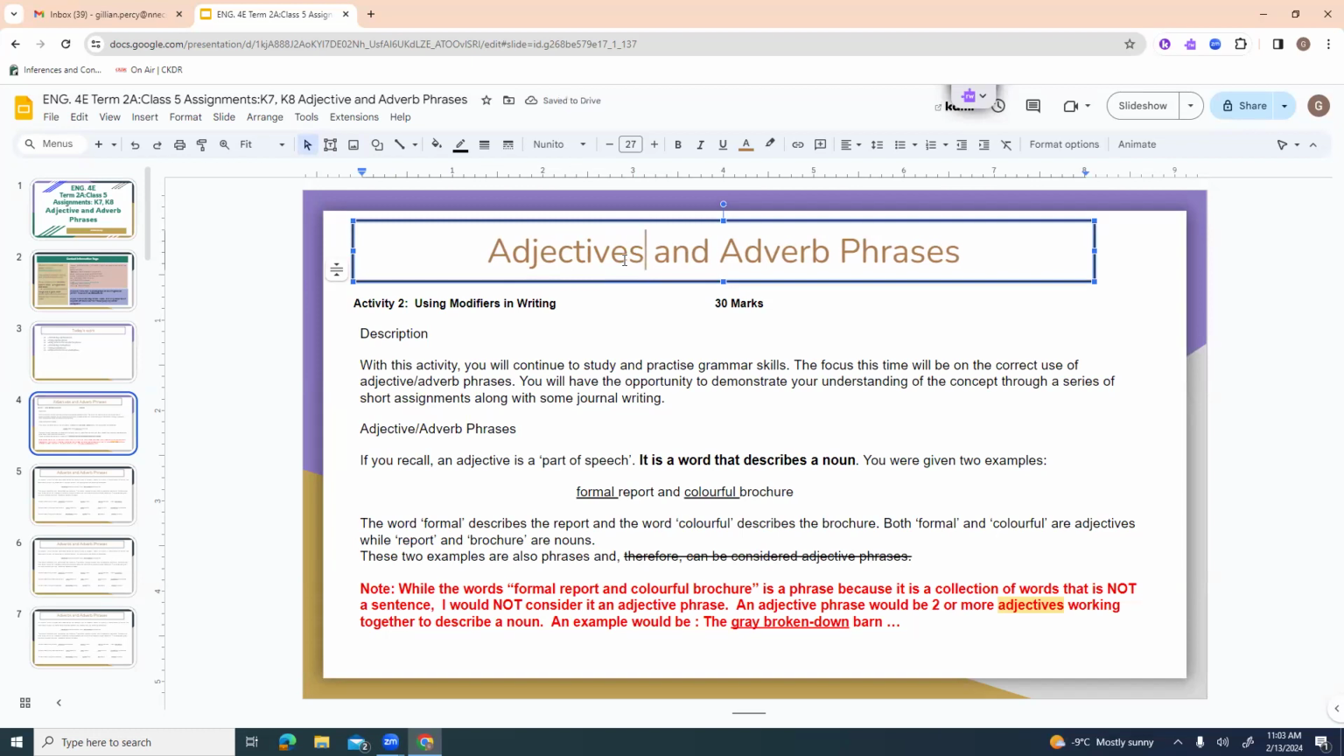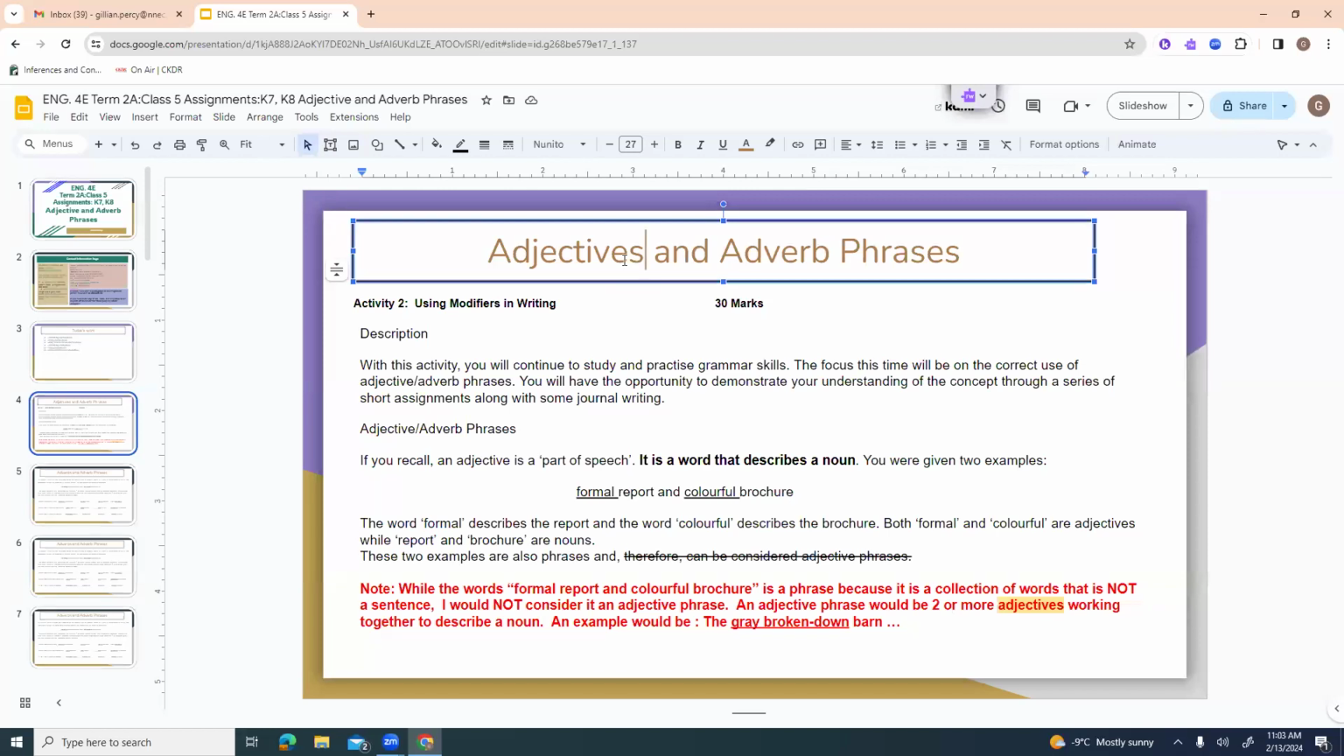With this activity, you will continue to study and practice your grammar skills. The focus this time will be on the correct use of adjective and adverb phrases. You will have the opportunity to demonstrate your understanding of the concept through a series of short assignments along with some journal writing. If you recall, an adjective is a part of speech.